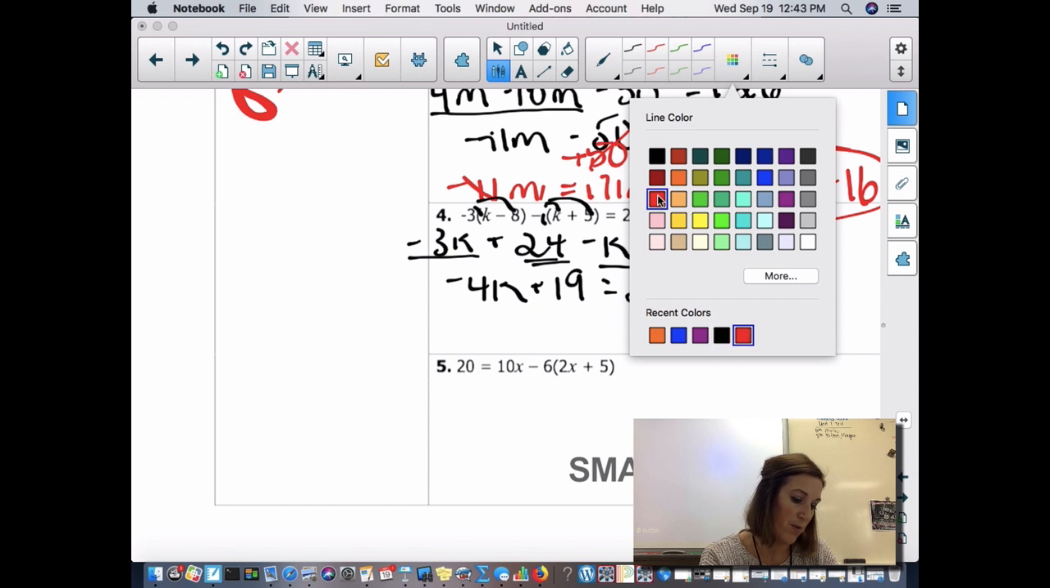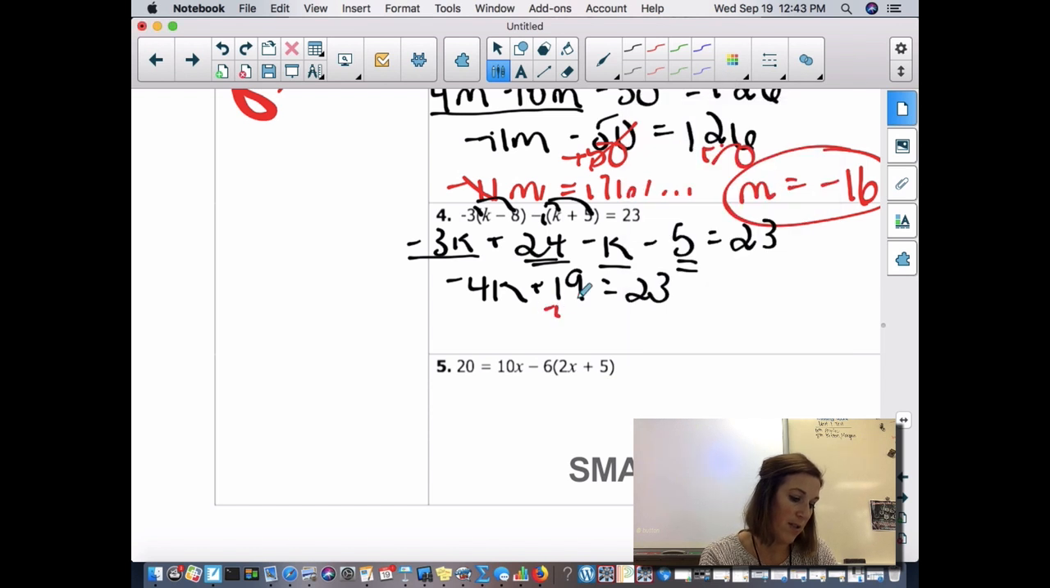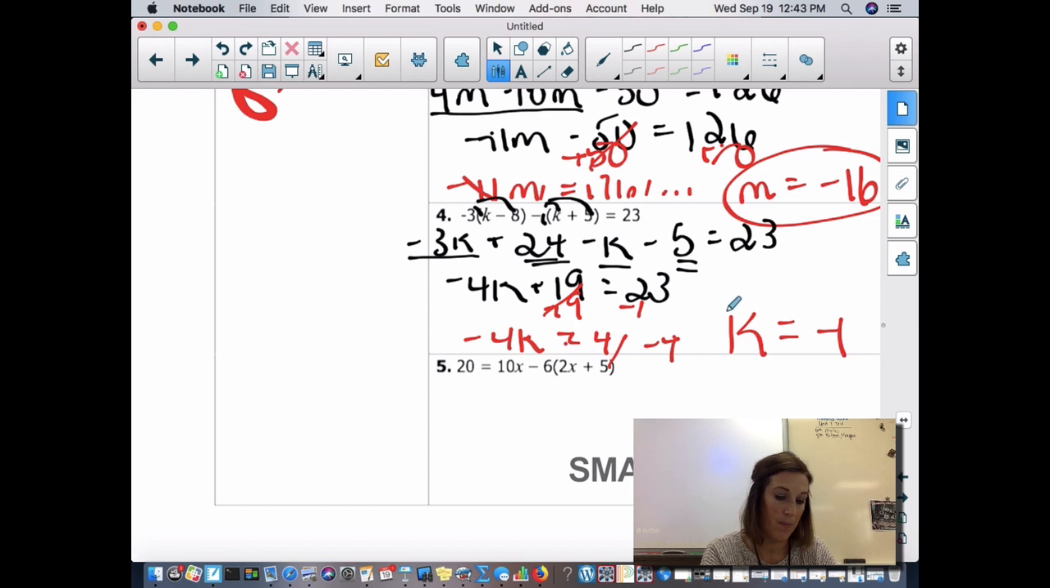And we solve. So I subtract 19 from both sides. So I get -4k equals 4. Divide by -4 on each side. So k equals 4 divided by -4 is -1.